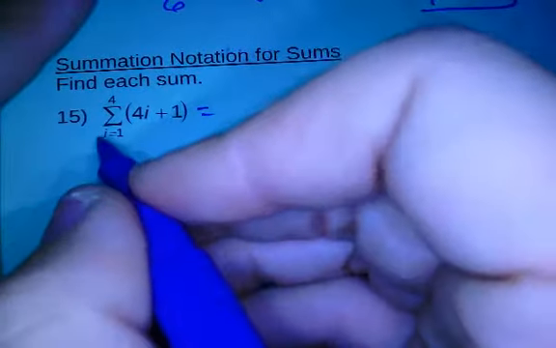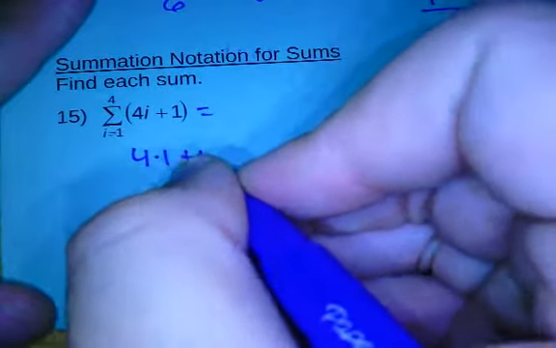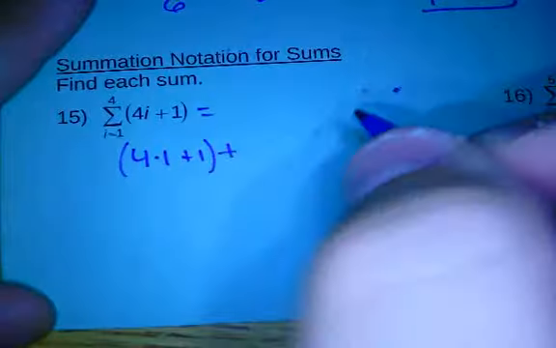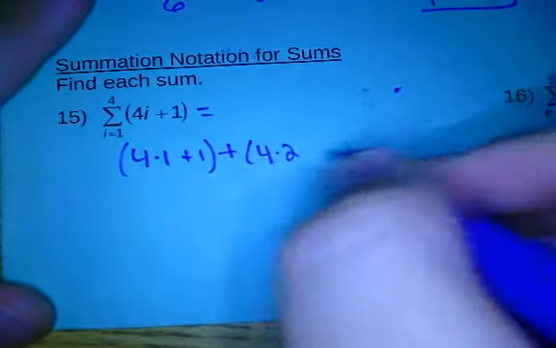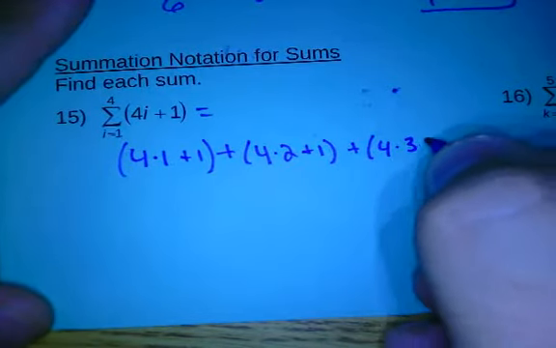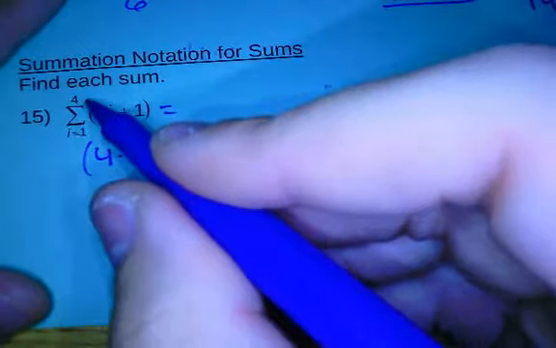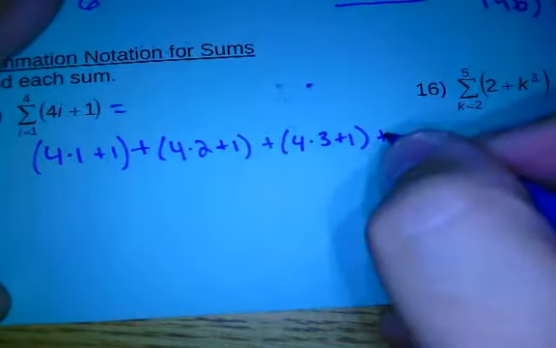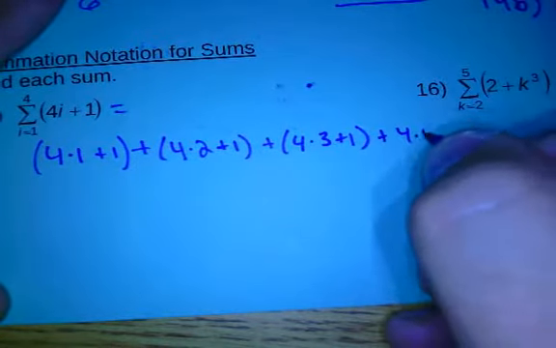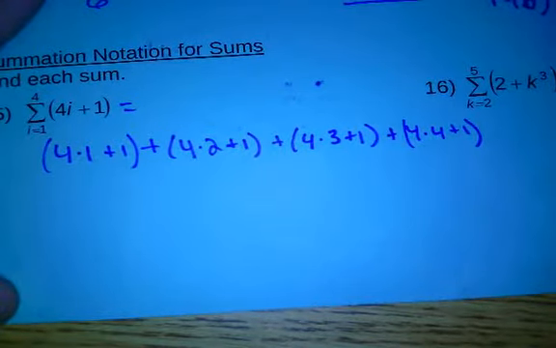So this is going to look like this. Plug in a 1. I'm plugging in a 1 for i. So I'm going to get 4 times 1 plus 1, plus 4 times 2 plus 1, plus 4 times 3 plus 1. Am I done yet? I have to go until what number? 4. Okay, plus 4 times 4 plus 1. So that's me expanding it.